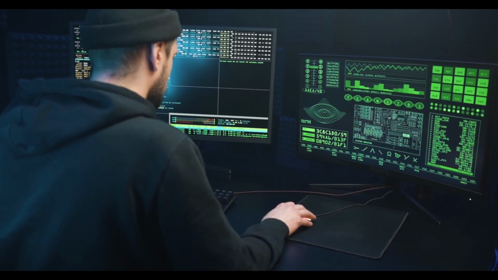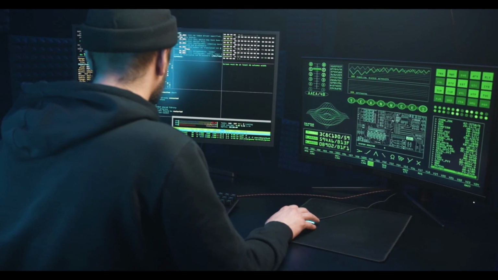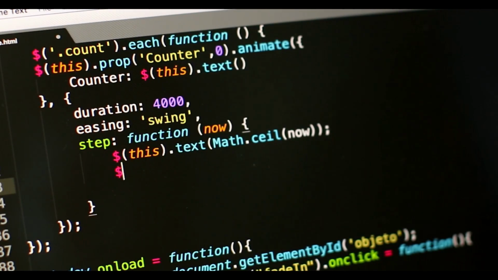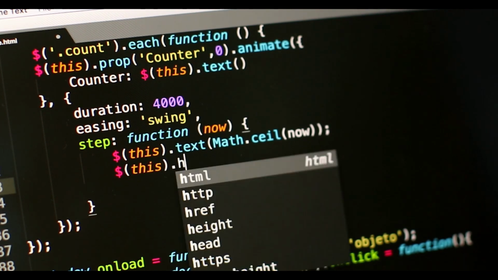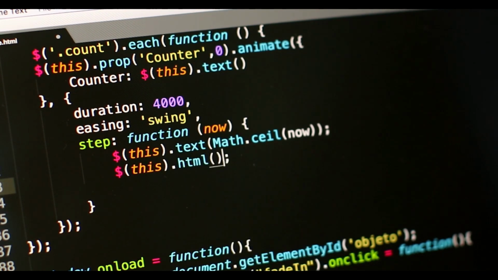In conclusion, social engineering is a crafty method employed by cybercriminals to manipulate human behavior. By staying vigilant, verifying identities, and educating yourself and your team, you can significantly reduce the risk of falling victim to these tactics.